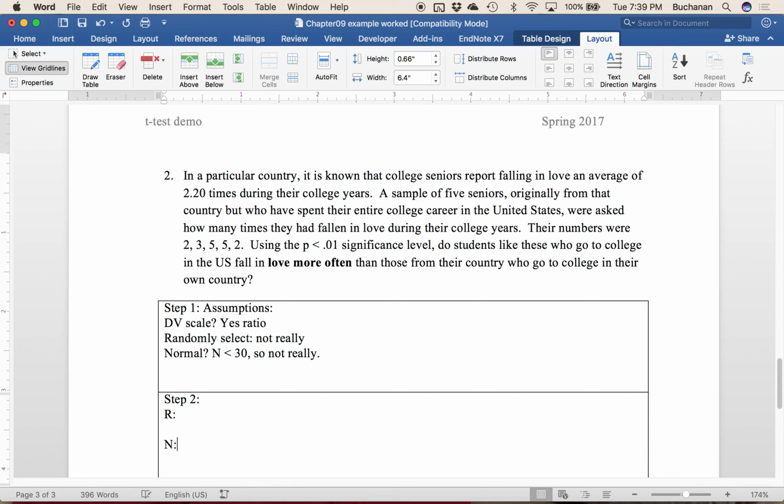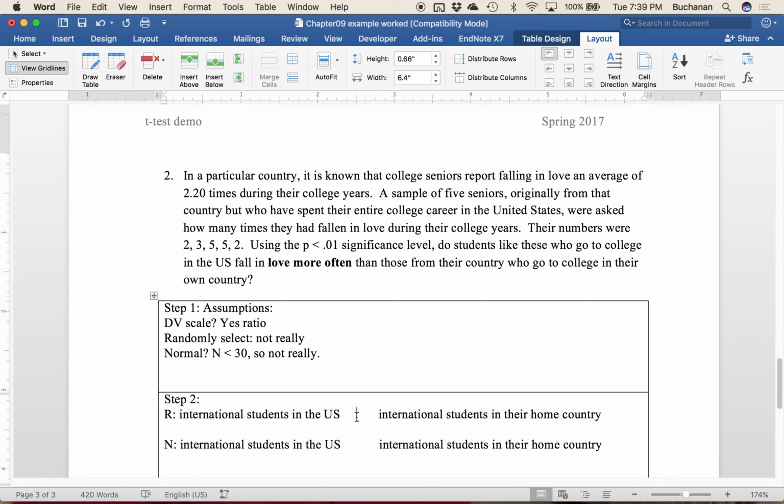So our sample here for our research and null hypothesis is this group of students, so international students in the US, versus international students in their home country. So it's really about the US versus their home country. And we think that they fall in love more often in the US. So this means it's less than or equal to here. You see how the equal to is always on the null, but the research and the null have to be opposites. So I've got the greater than and then less than here.